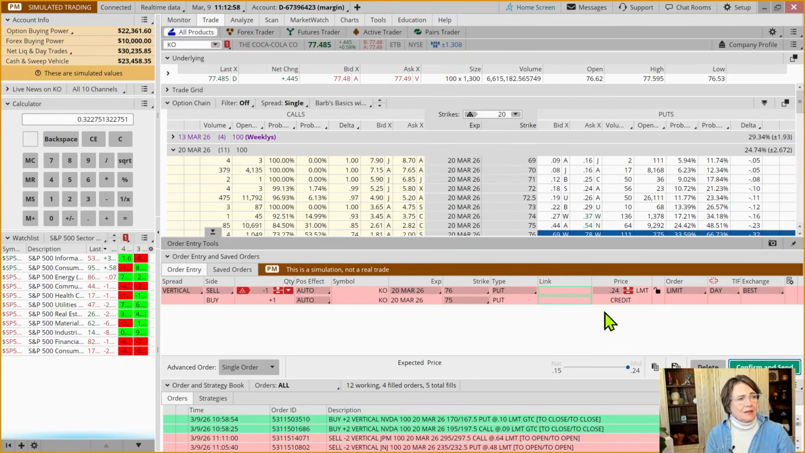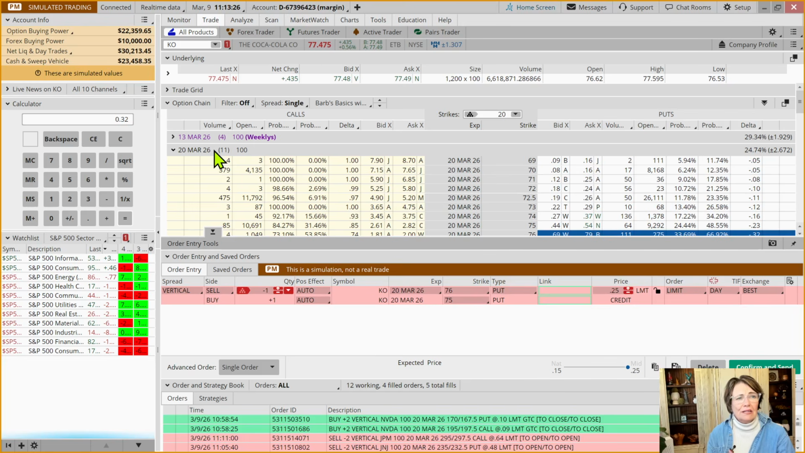Would there be enough premium? Well, 24 divided by 75, that's 33%, right? 24 divided by, what are we risking? $1 minus 25 divided by 75. So that's over 30%. And our rule of thumb is, if we're in it for, say, 25 days, we want to get at least a 25% return.